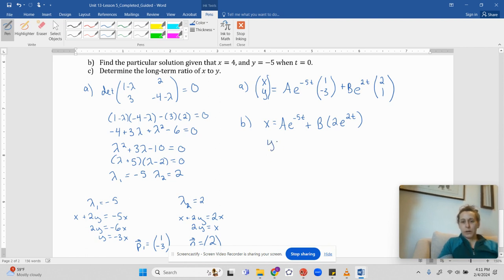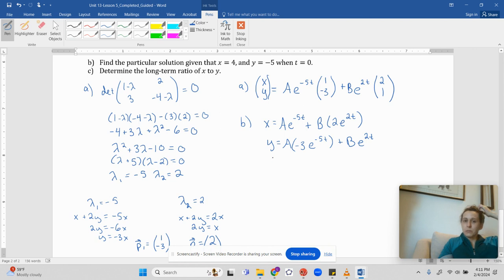And I also have y equals a times negative 3 e to the negative 5t plus b times, what is that? Just e to the 2t, because I'm multiplying by 1, the bottom row.